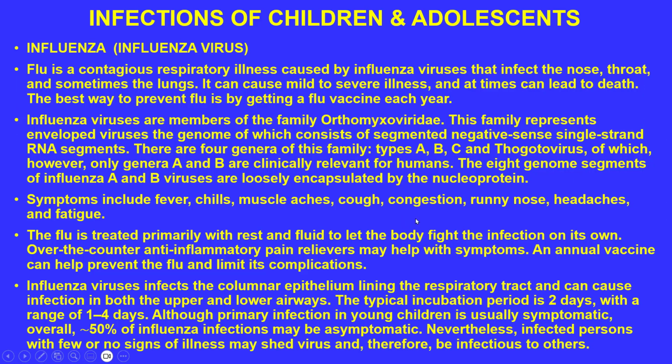Okay, let's move into influenza. Now, flu is a contagious respiratory illness caused by influenza viruses that infect the nose, throat, and sometimes the lungs. Now, it can cause mild or severe illness and at times can lead to death. The best way to prevent flu is by getting the yearly flu shot. The flu vaccination is based on what are the prevailing flu strains that are out there.